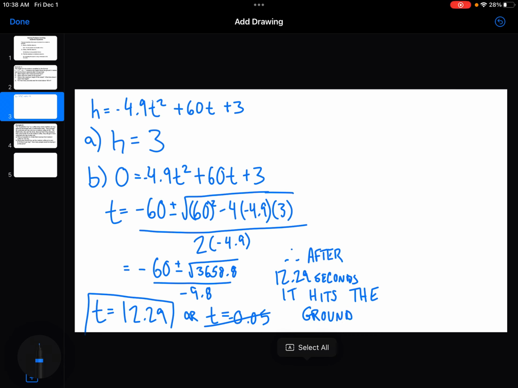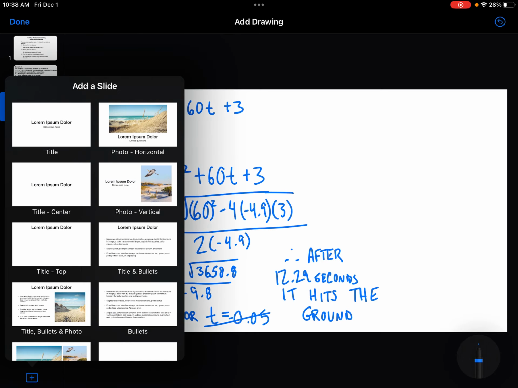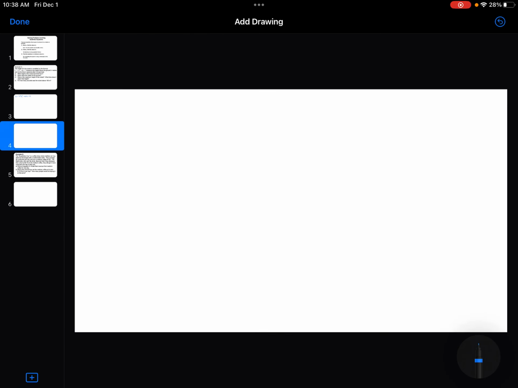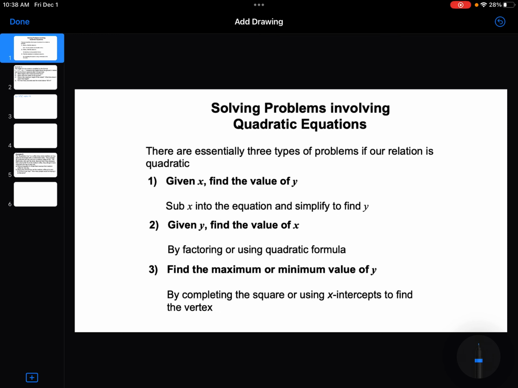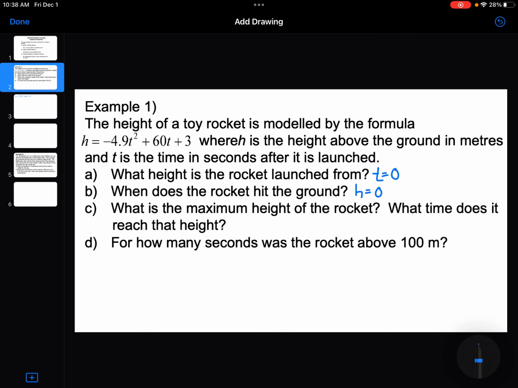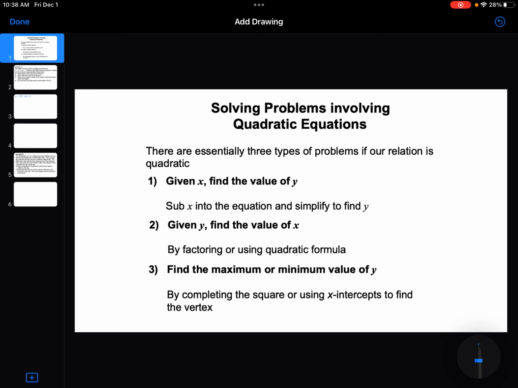Now the next question, and I'm just going to create another tab here so we have a little bit more space, is asking us, what is the maximum height of the rocket and at what time does it reach this height? Now we could complete the square for this, but these numbers are not easy to complete the square with. So what we can actually do is use the x-intercepts that we've just found, the negative 0.05 and the 12.29, and find halfway in between them.